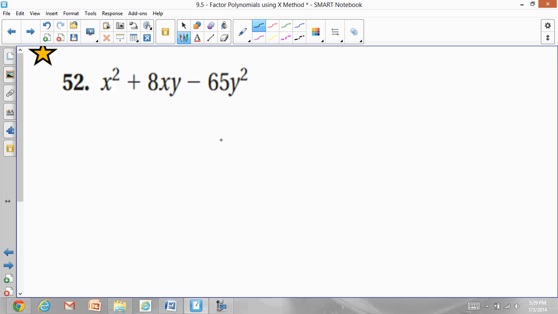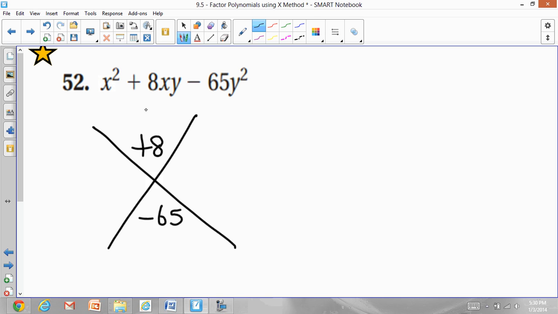Copy question number 52. It's still the same kind of question. It's still a polynomial, and you still need to factor the polynomial. So let's use the x method. As long as the leading coefficient of x squared is going to be a 1, you can use the x method. So the middle one, positive 8, goes here. The last one, negative 65, goes on the bottom. The first one is going to be add. The bottom one is going to be multiply.